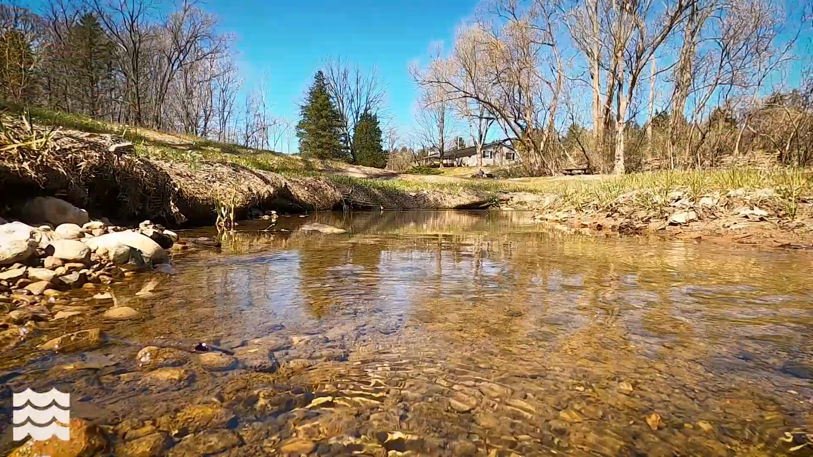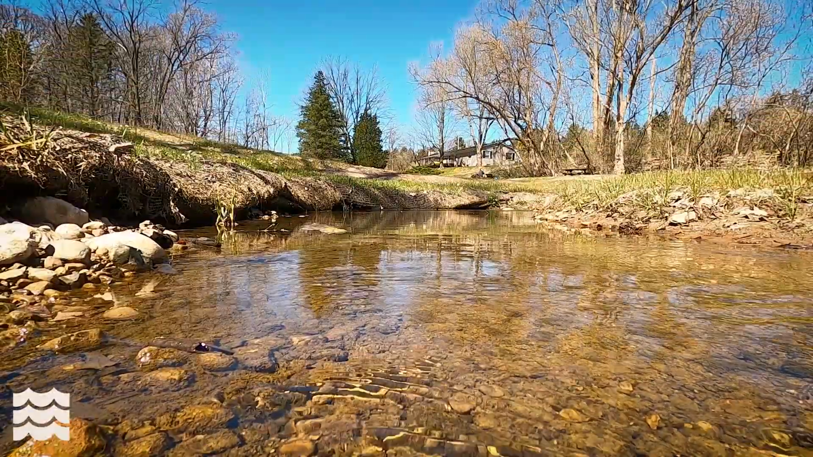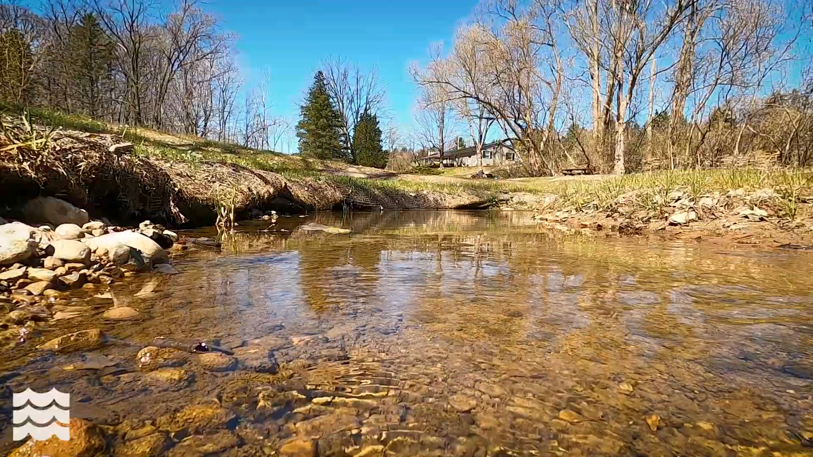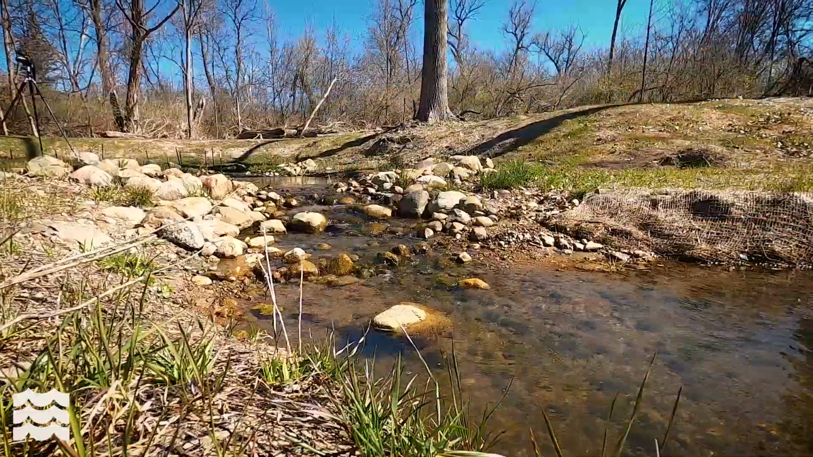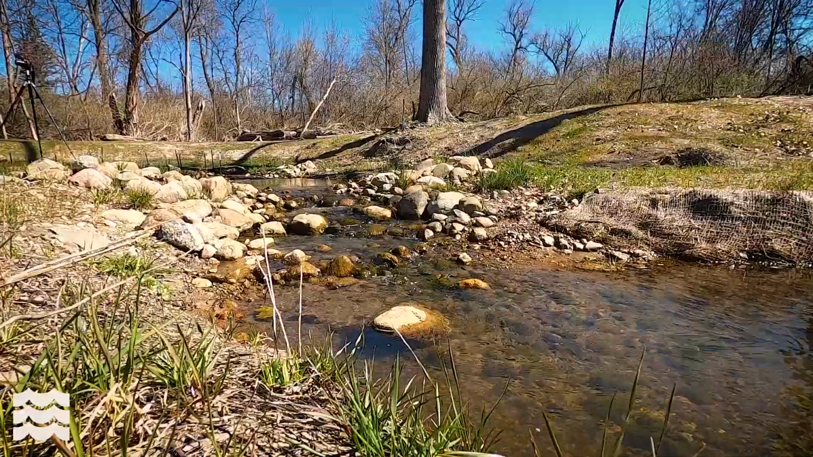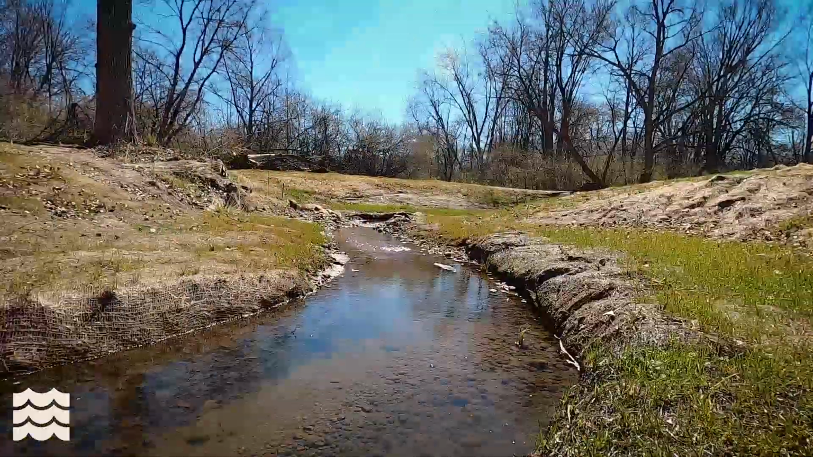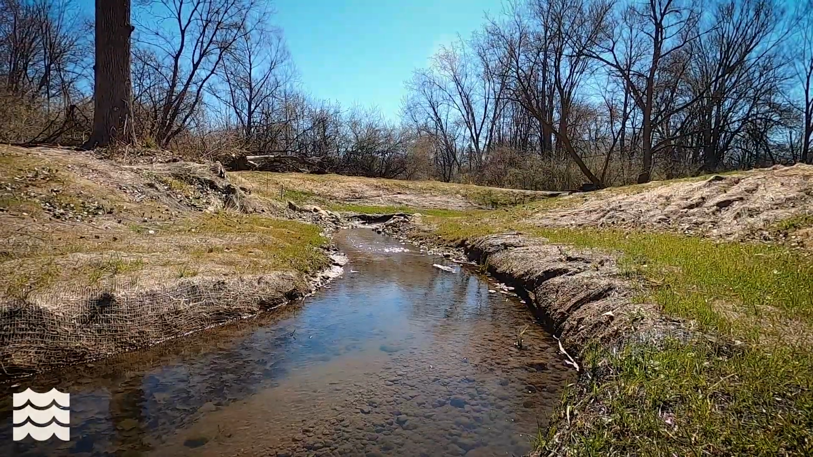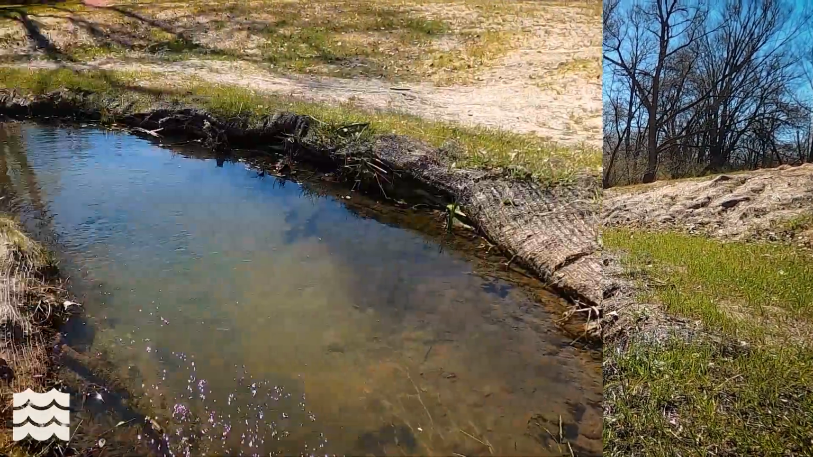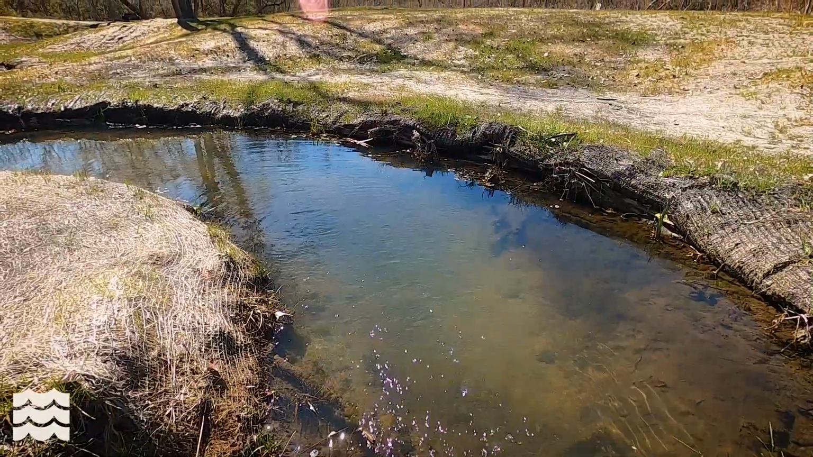How is the water flowing? Fast or slow? Are there riffles, runs, or pools? A riffle is a shallow, fast-moving area of water, high in dissolved oxygen. A run is deeper than a riffle, with a moderate current and smooth surface water. A pool is a deep, slow-moving part of the stream.